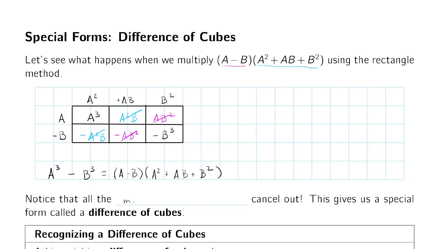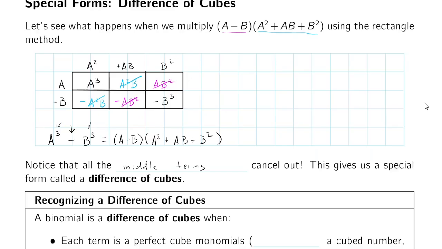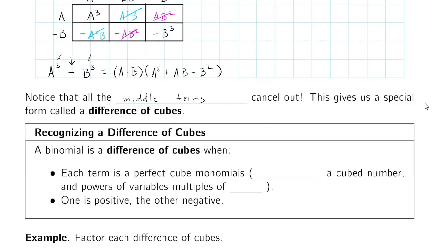All the middle terms canceled out, leaving us with a special form called the difference of cubes. So we have 2 perfect cubes, and we're doing subtraction to them, so a difference. A binomial is a difference of cubes when each term is a perfect cube monomial, the coefficient is a perfect cube number, and the powers of the variables are all multiples of 3. And then it's a difference, so one term is positive and the other is negative.